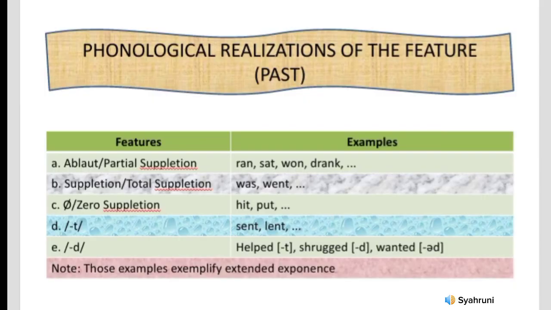Next is phonological realization of the feature. Past feature. A. Ablaut or particle suppression. The examples are ran, sat, won, drank. B. Suppletion or total suppletion. The examples are was, went. C. Zero suppletion. The examples are had, pat. D. T. The examples are send, lent. E. D. The example is help.